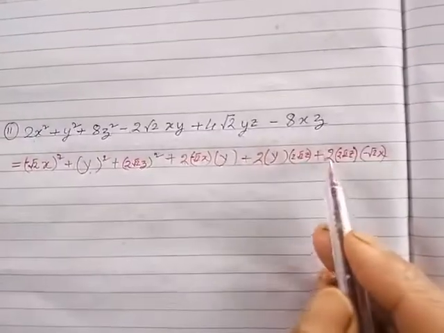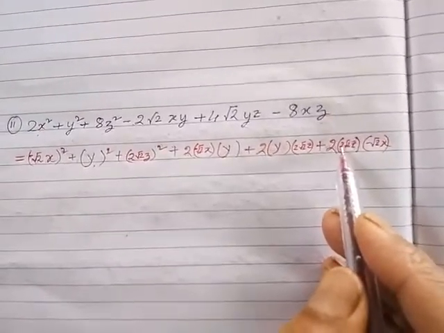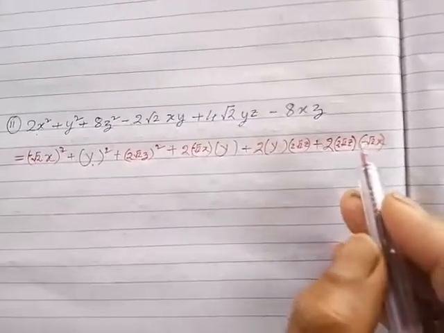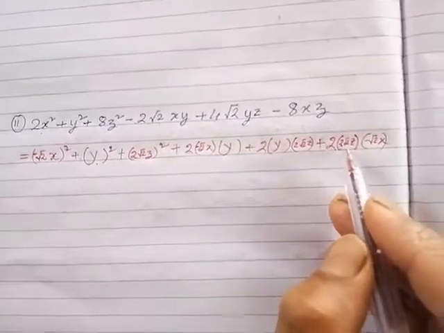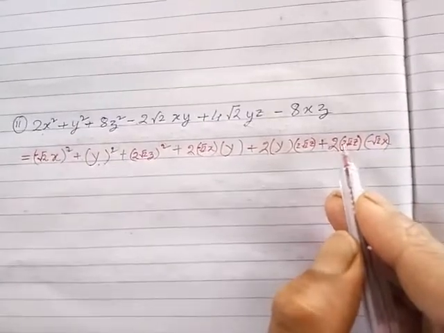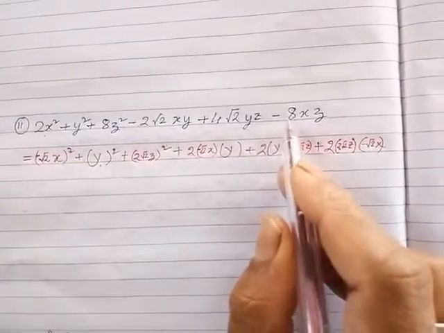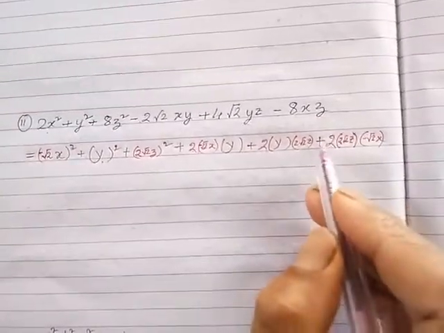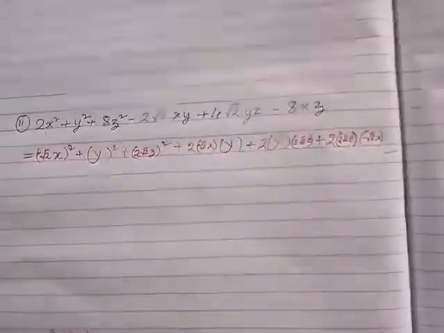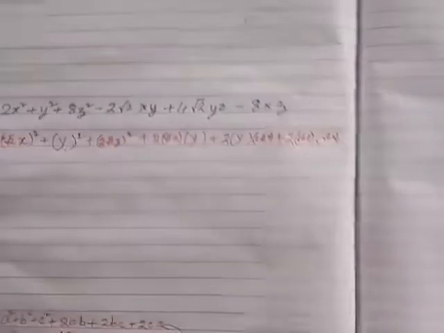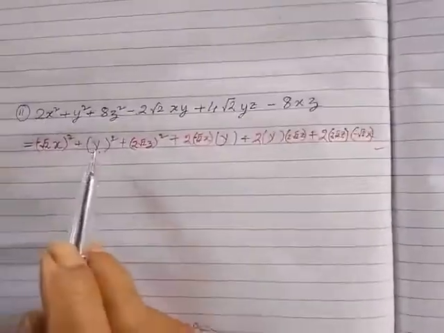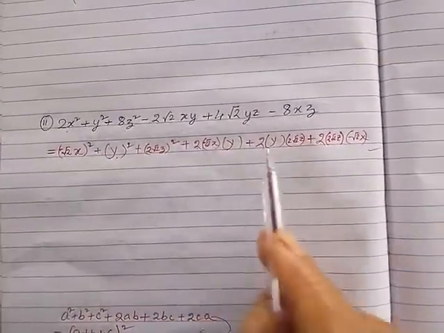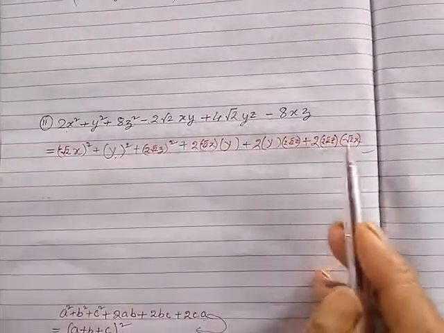Now let us check it. 2 times 2 is 4, and root 2 into root 2 is 2, and 4 times 2 is 8. It is matching. X into z, xz, it is matching, and minus plus minus. Okay, done. Now it is exactly in the form of a square plus b square plus c square plus 2ab plus 2bc plus 2ca.